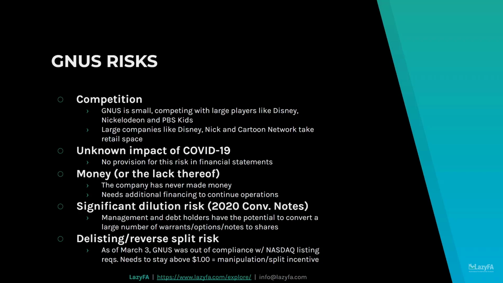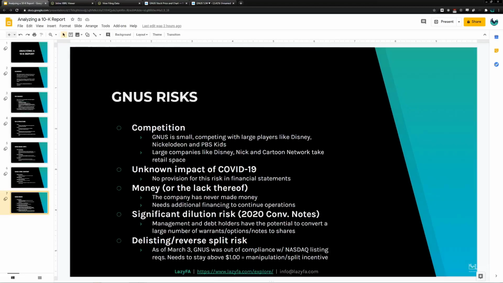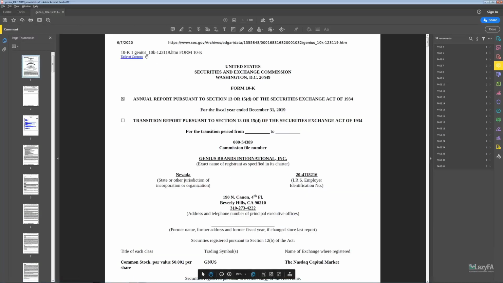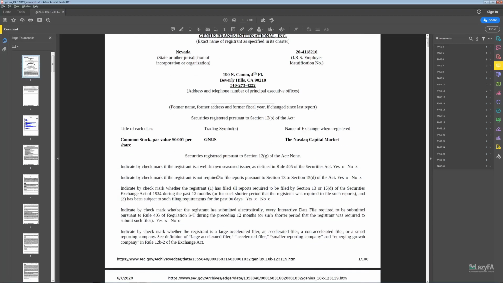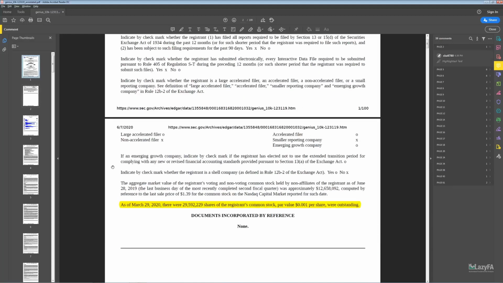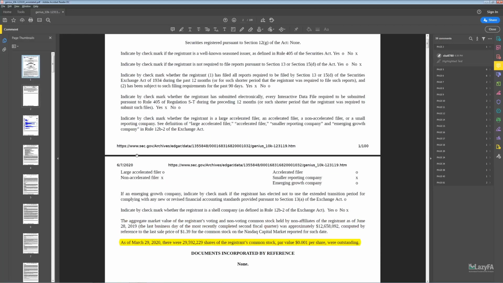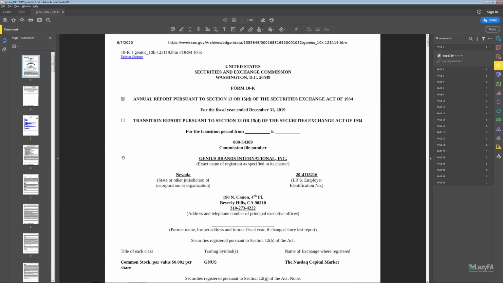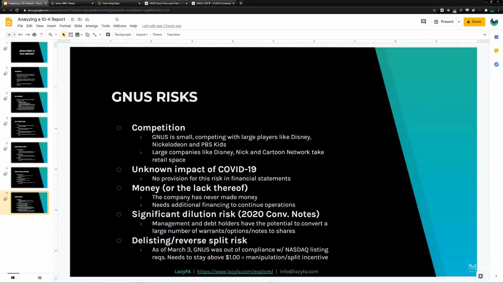So as recently as when this SEC filing was filed, which was, I think, back in March. Yeah, so March 29th, I think, is the end of their reporting period. But as recently as the end of March, they were basically bankrupt and they needed additional financing in order to continue operations. So their biggest risk right now, their biggest struggle, is money.